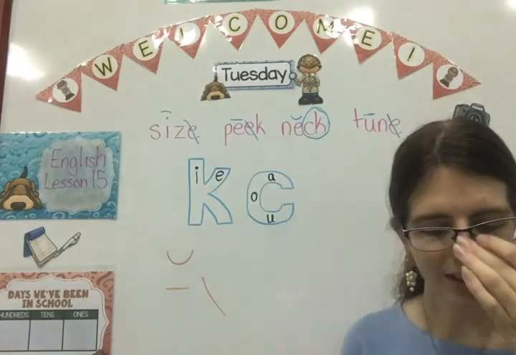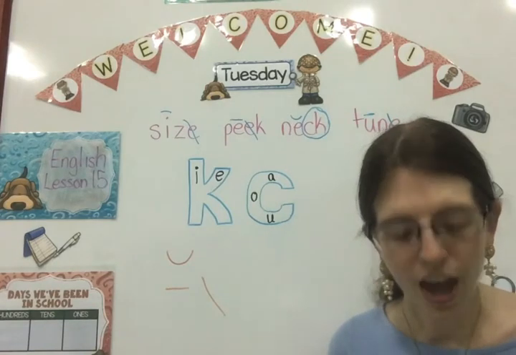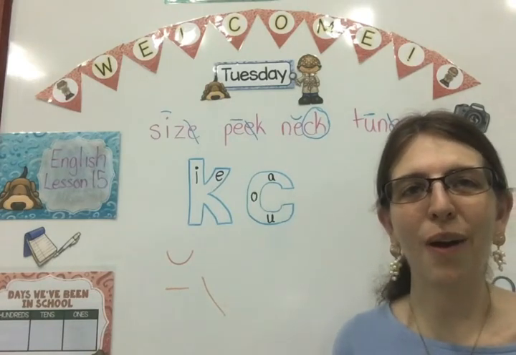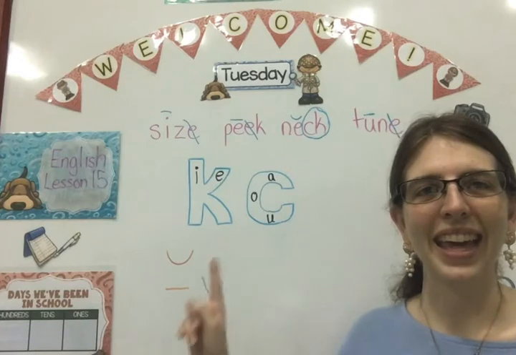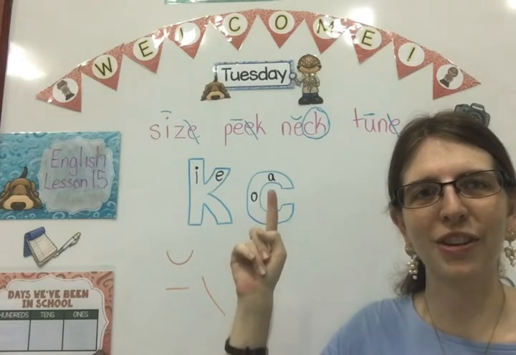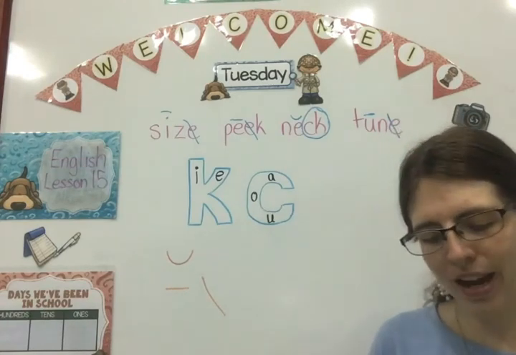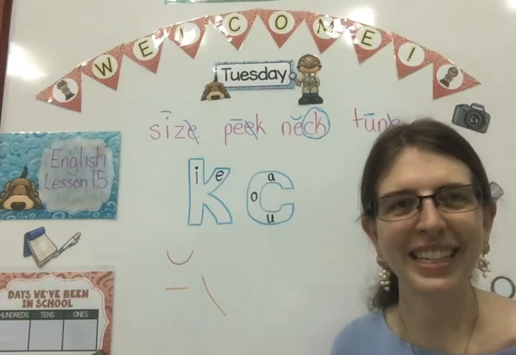Okay, number 4 says, circle the picture word that is spelled correctly. So for this one, you need to follow our K and C rules. K goes with I and E, C before the other 3, A, O, and U. Use those to determine which one is the correctly spelled word.